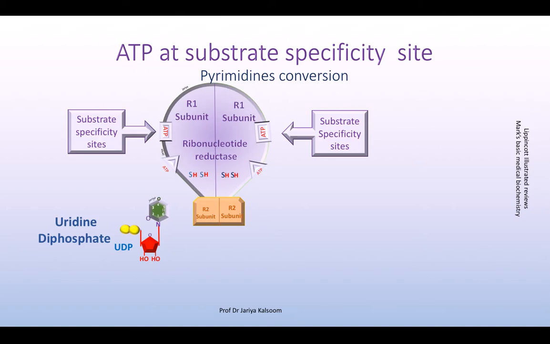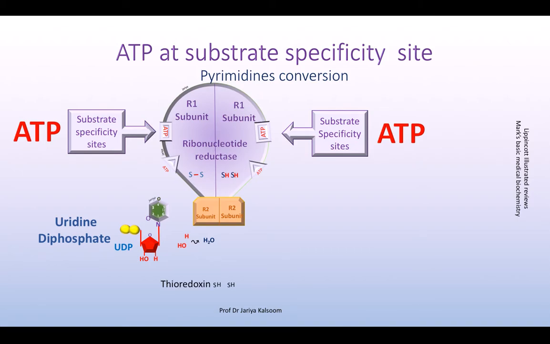So first of all, we'll take the example of uridine diphosphate. So there is ATP at the substrate specificity site, and it is just sitting in the driving seat, and it is dictating which substrate is going to be reduced. So UDP is going to be reduced. The sulfhydryl groups are going to provide the hydrogen atoms needed for reduction. The hydroxyl group on the 2' position is released as water, and the other hydrogen atom has reduced the 2' position, and now it is converted to its deoxy form.